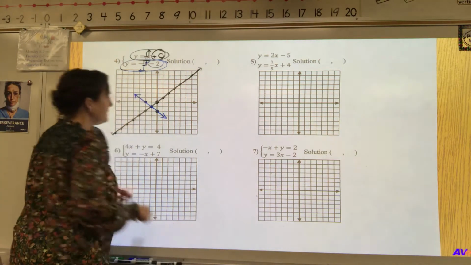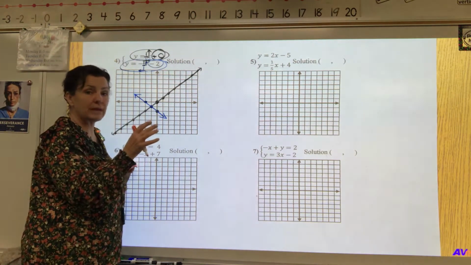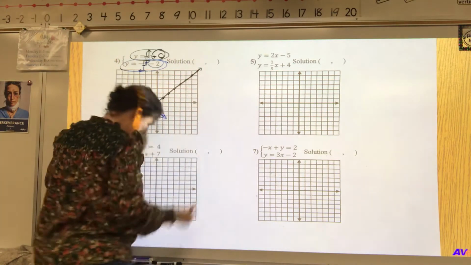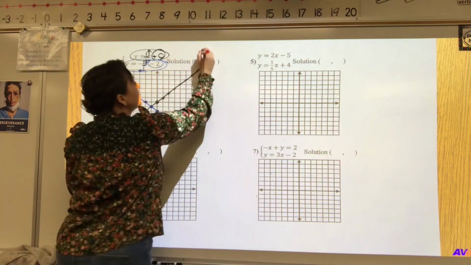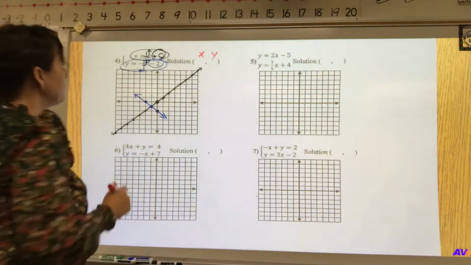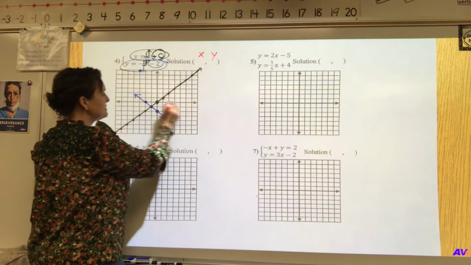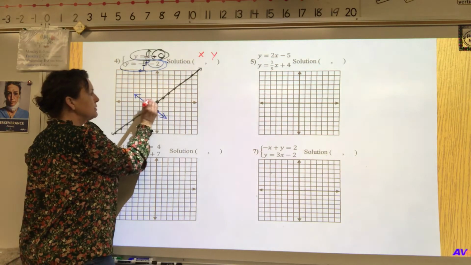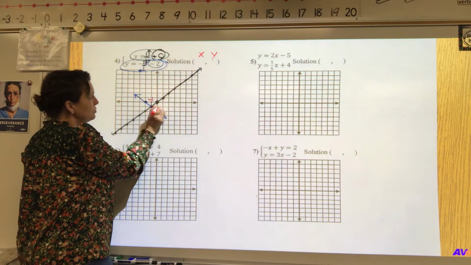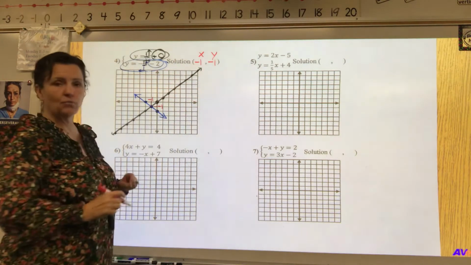Now we have to find these numbers. This is where some kids goof a little bit, so it's important that we take our time. Now, an intersection point has both an x and a y. I want to make sure you guys can see that well. Let me check out. Yeah, you can see that. Okay, so we need an x and a y. So this is my x-axis. That's a -1. And this is my y-axis. That's a -1 as well. Our final answer is -1, -1.